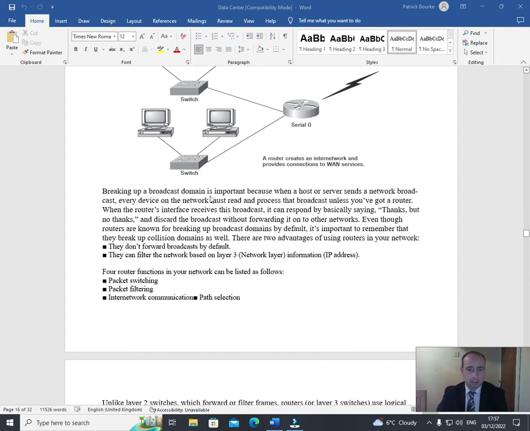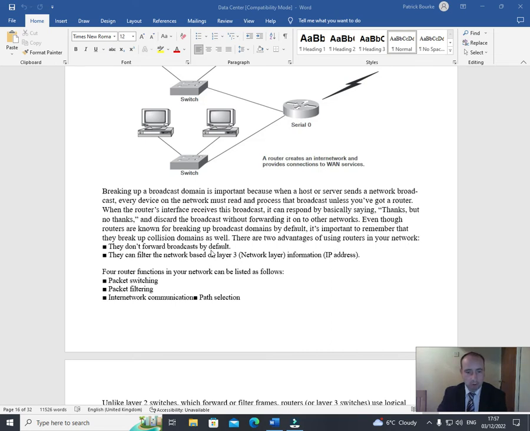Breaking up a broadcast domain is important because when a host or server sends a network broadcast, every device on the network must read and process that broadcast unless you've got a router. When the router's interface receives this broadcast, it can respond by basically saying thanks but no thanks and discard the broadcast without forwarding it onto other networks. Even though routers are known for breaking up broadcast domains by default, it's important to remember that they break up collision domains as well. There are two advantages of using routers in your network.